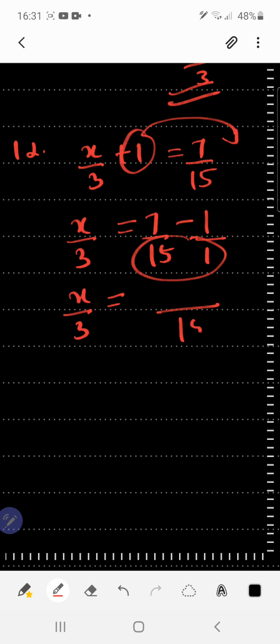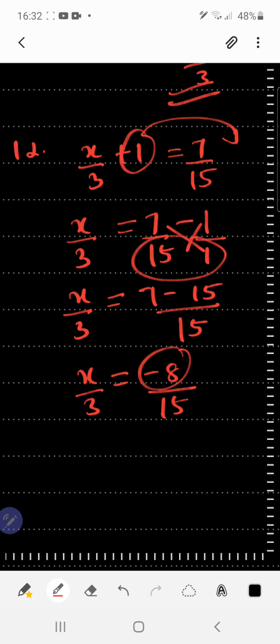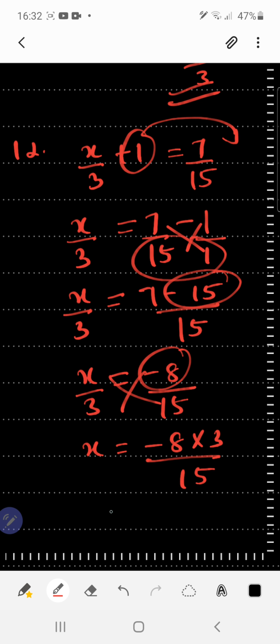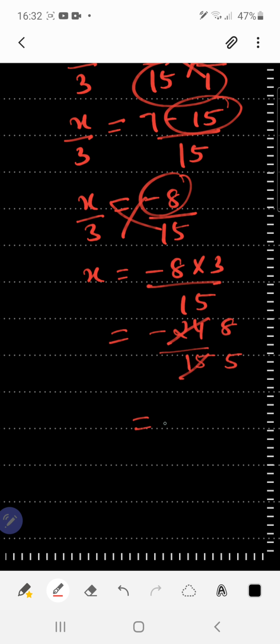This 15 will take an LCM and you have to cross multiply. So it will be 7 minus 15. So that will be x upon 3 is equal to minus 8 upon 15. Why minus 8 here? Because the bigger number has minus sign. Now you can cross multiply. So x will be minus 8 into 3 upon 15. So that will be minus 24 upon 15. And if you want to cut with the table of 3, it will be 8 and 5. So answer is minus 8 upon 5.